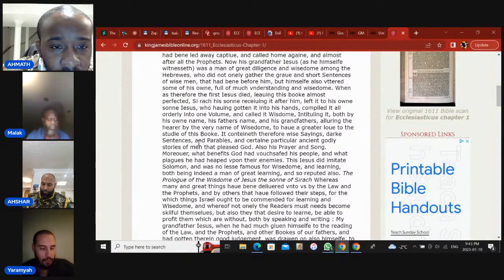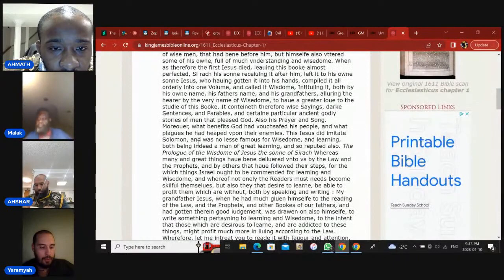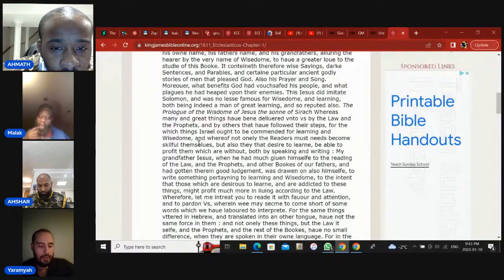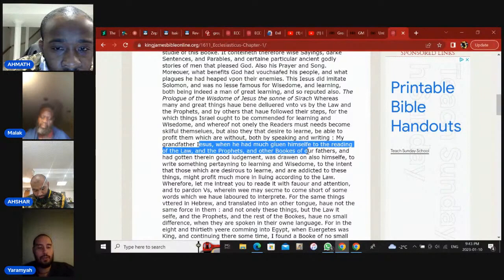So it says, "Wherefore let me entreat you to read it with favor and attention, and to pardon us, wherein we may seem to come short of some words, which we have labored to interpret, for the same things uttered in Hebrew and translated into another tongue have not the same force in them. And not only these things, but the law itself and the prophets and the rest of the books have no small difference when they are spoken in their own language."